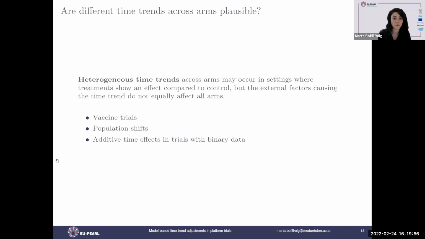However, even if there is a risk of bias, the reduction in variance might outweigh the potential bias introduced when using non-concurrent controls. But in any case, a case-by-case assessment should be considered to evaluate the plausibility of the assumptions and the potential risks. Next slide.